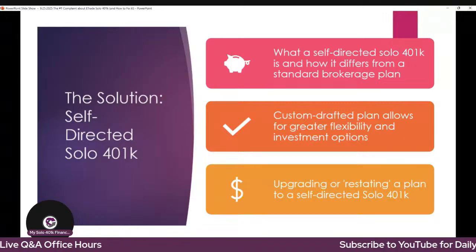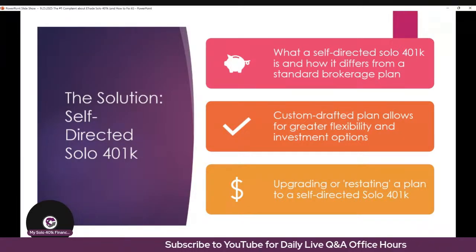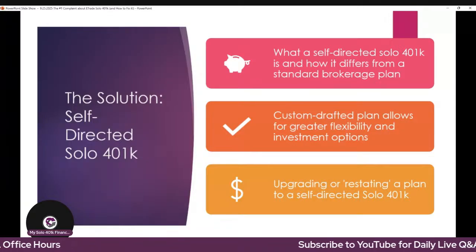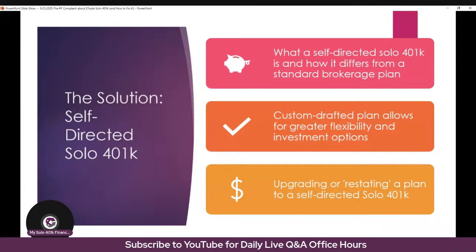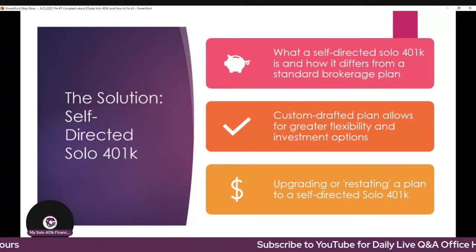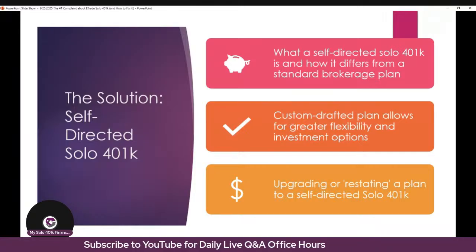So a self-directed Solo 401k is really a third-party plan. That means the plan documents are going to be custom drafted to allow for greater flexibility, greater investment options, and all the features like the ability to make Mega Backdoor Roth contributions, as opposed to a basic plan that's offered by a discount brokerage like E-Trade, which is going to be much more limited in terms of the investment options, the flexibility, and the features.